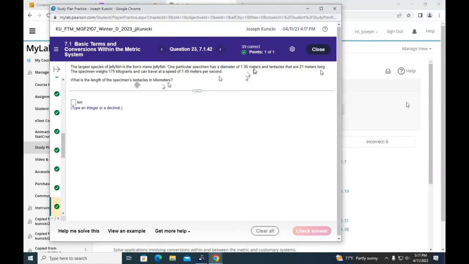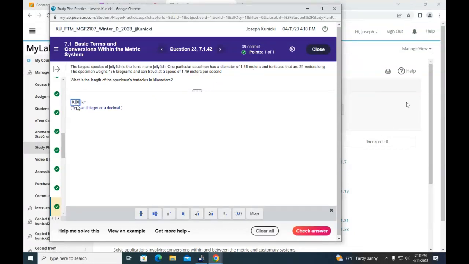They want to go from meters to kilometers. We're going to go up 3 places. So we've got to move the decimal point 3 places to the left. So it'll be 0.00136. See, the 136 doesn't vanish. All that changes is I move the decimal place.